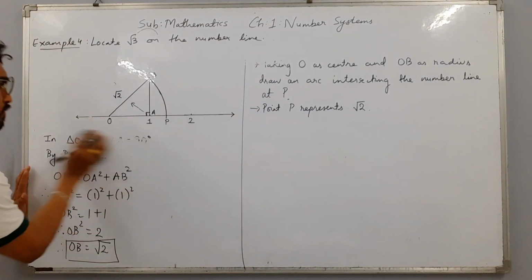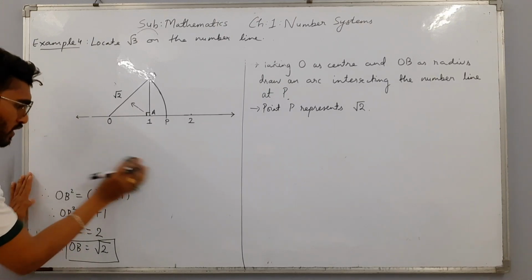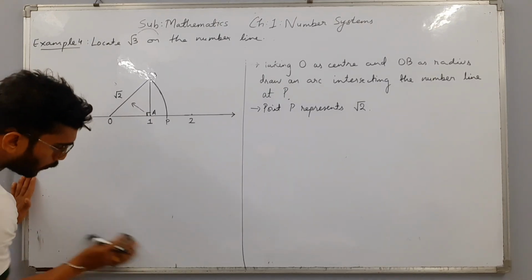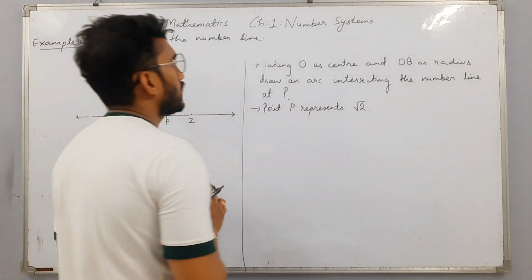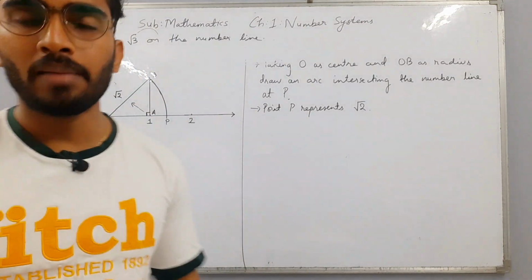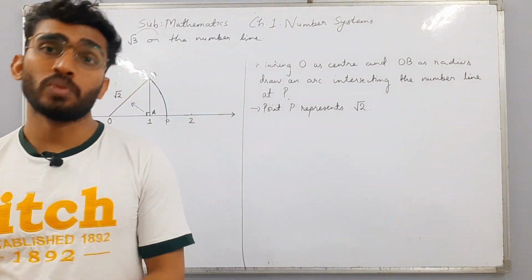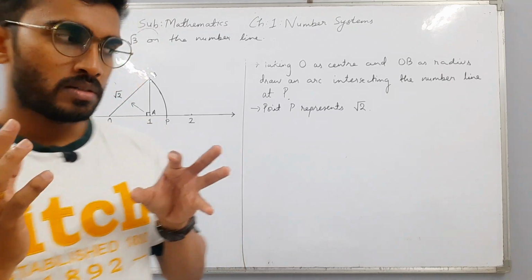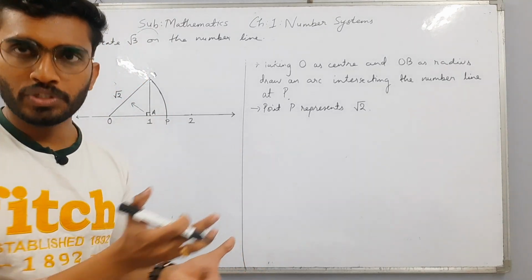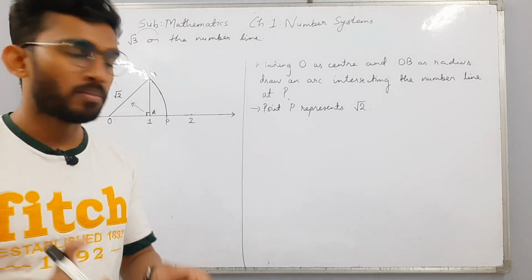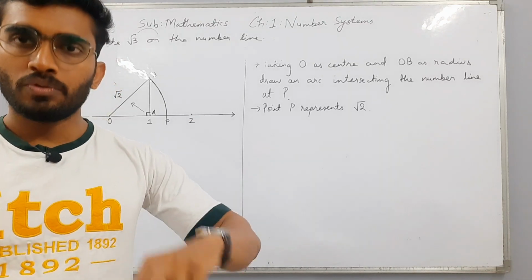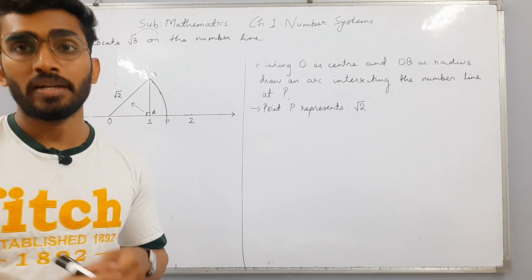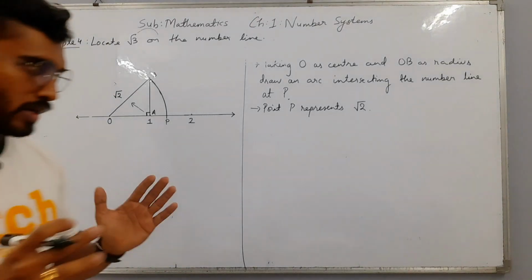So I have not erased the construction which I already did here for root 2, because this construction is going to help me find root 3 as well on the number line. First you have to follow the same steps which you did for root 2 to find root 2 on the number line, and then we have to add something to this to find root 3 on the number line.